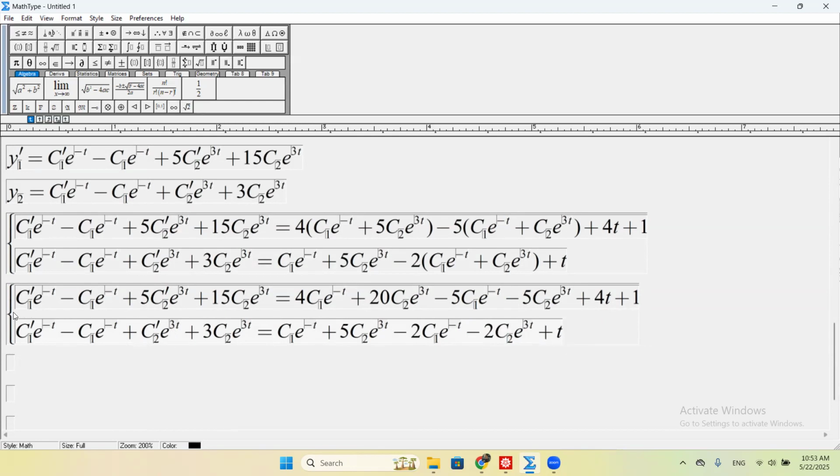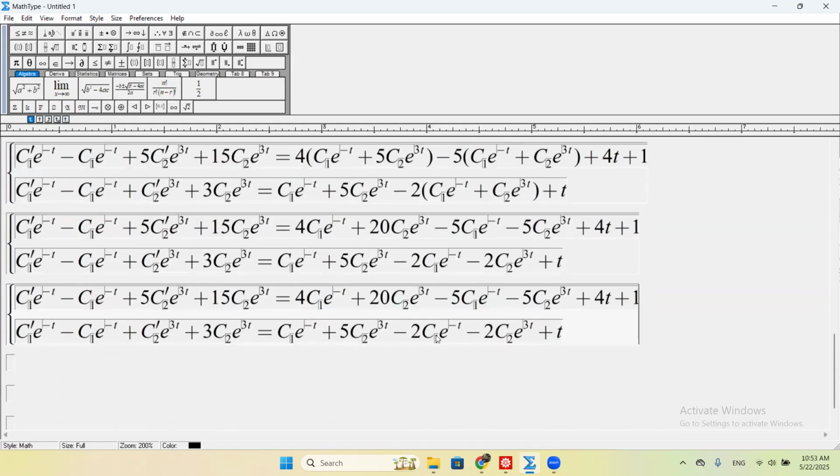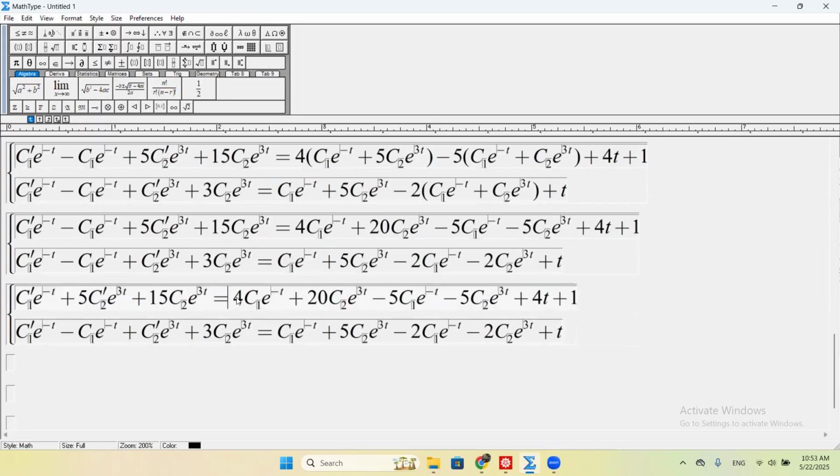So let's check if C1 and C2 are eliminated. So 4, and here, so minus 5. So if I move C1 here, it will be eliminated. So C1 is eliminated in the first equation.